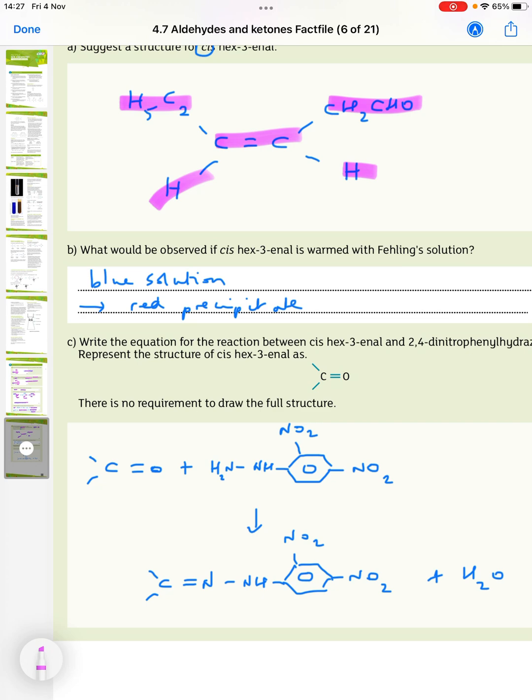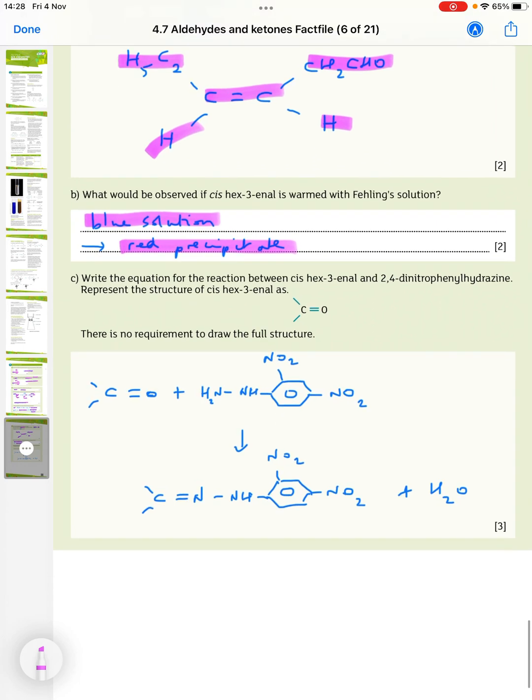What would be observed if cis-hex-3-enal is warmed with Fehling's solution? Well, the blue solution would develop a red precipitate. It would change colour to give you a red precipitate. Then write the equation for the reaction between cis-hex-3-enal and 2,4-dinitrophenylhydrazine and represent the structure of cis-3-hexenal as this.